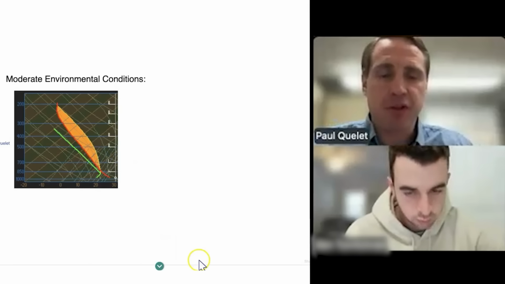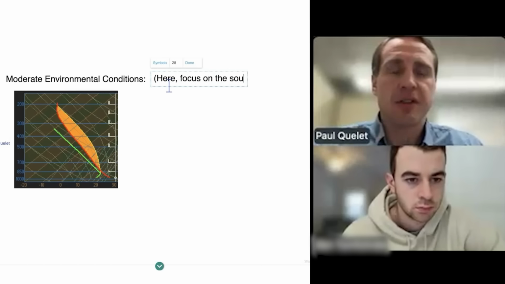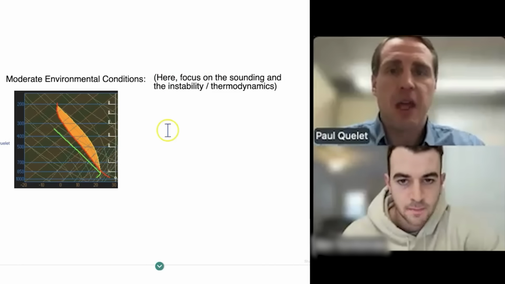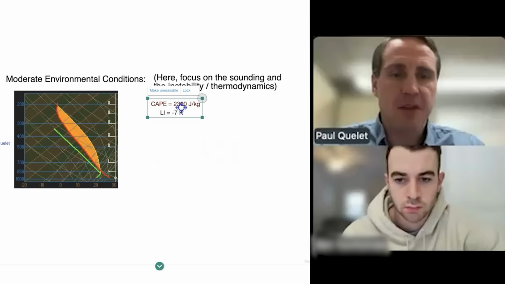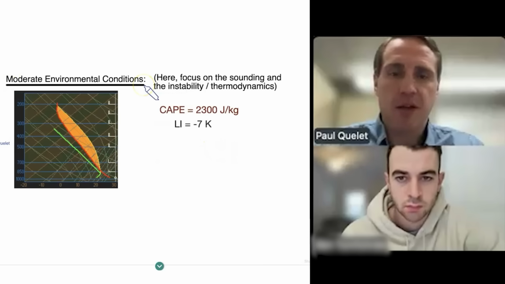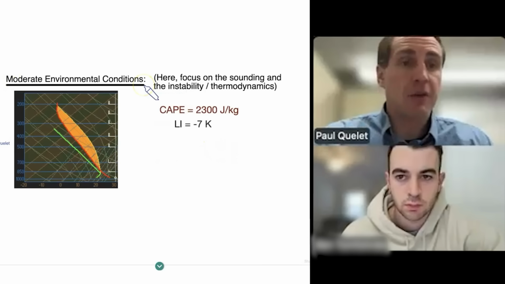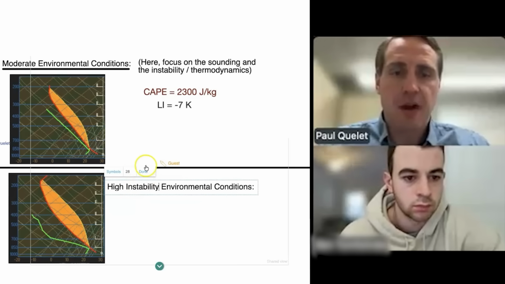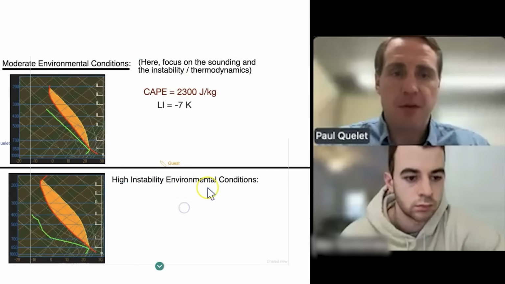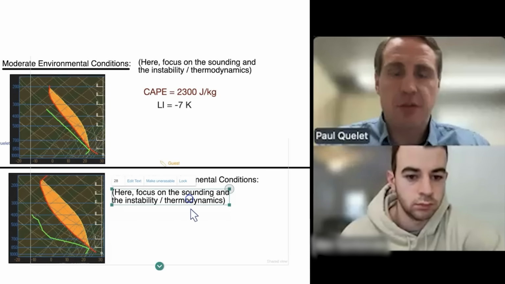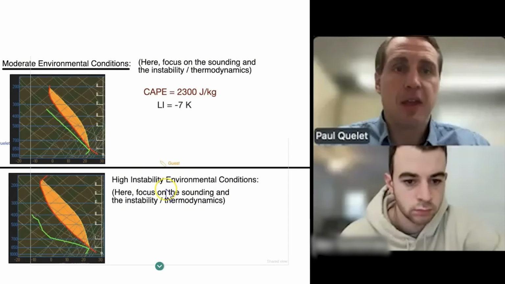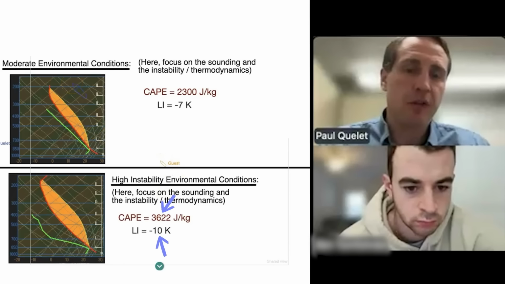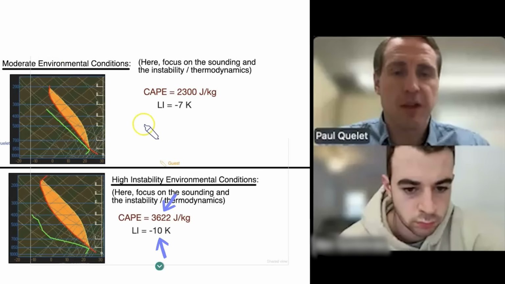Moderate environmental conditions here focus on the sounding and the instability, that is the thermodynamics, and that's just going to be the CAPE and the lifted index. So that's what we mean by moderate environmental conditions. Now let's look at high instability environmental conditions. Again, focusing on the instability and the thermodynamics, but in this case, the CAPE is larger and the lifted index is more negative. That's always what it looks like for high instability environmental conditions.